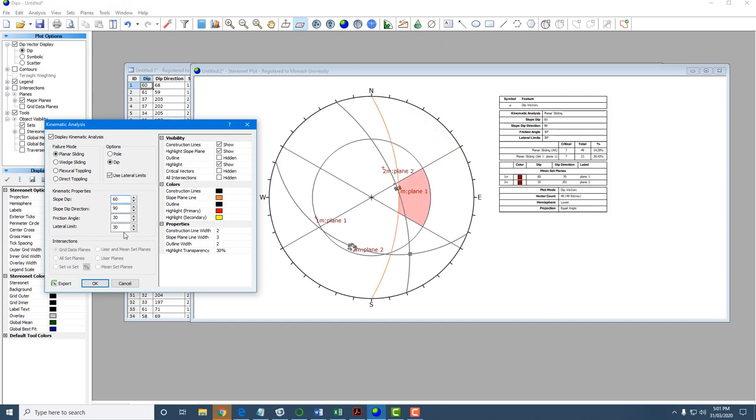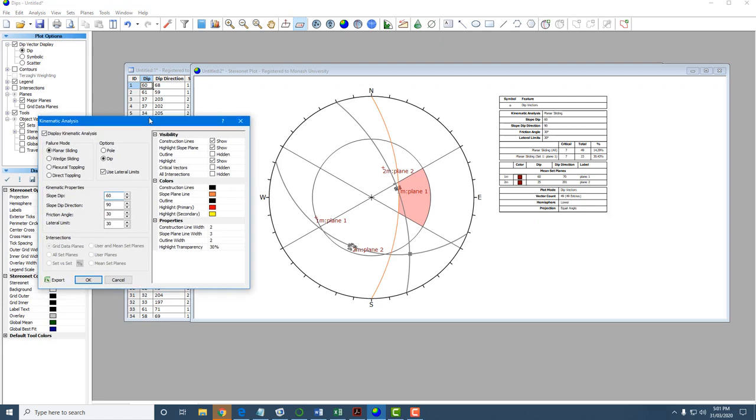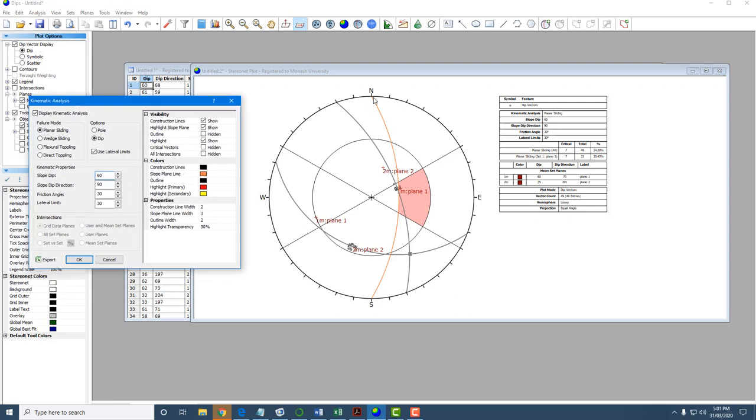And we are also told that our lateral limits are 30. So we leave it there. And friction angle also we leave it at 30. Now the east facing slope is denoted by this orange great circle. And the red shaded region is our critical region for planar failure, subject to our lateral limits. Now what this means is that if our dip vectors fall into this region, our slope is likely to fail.